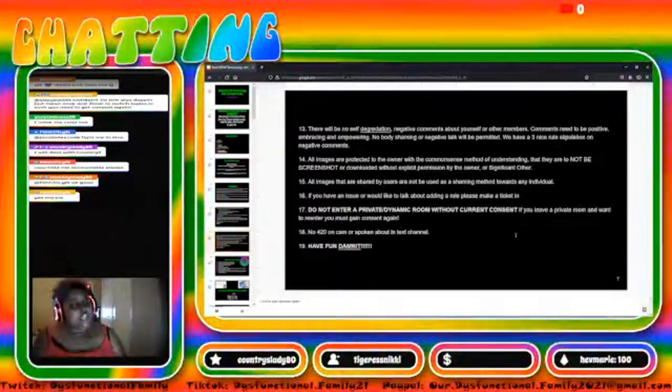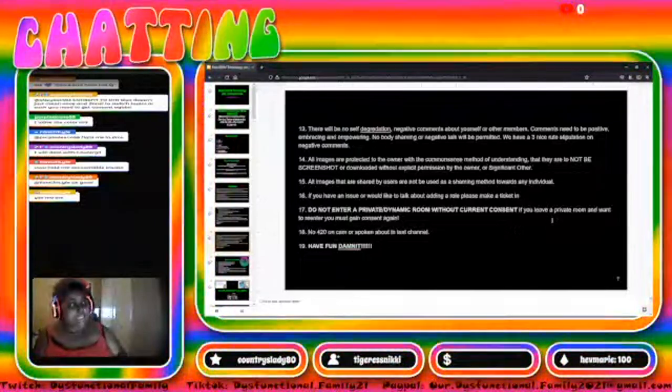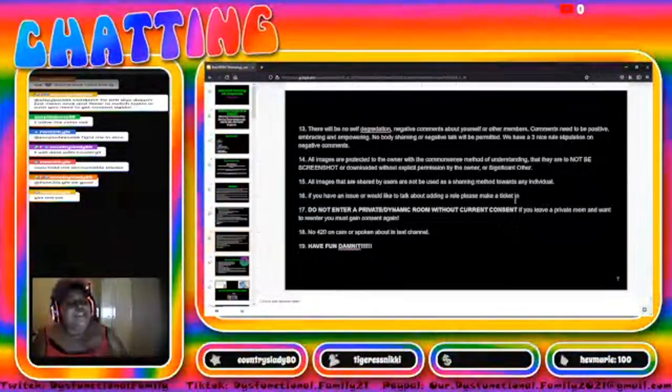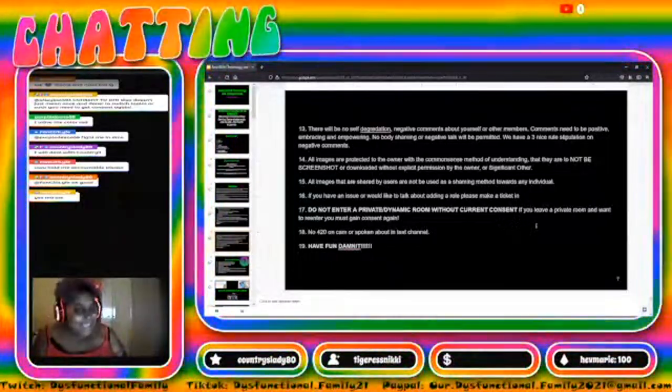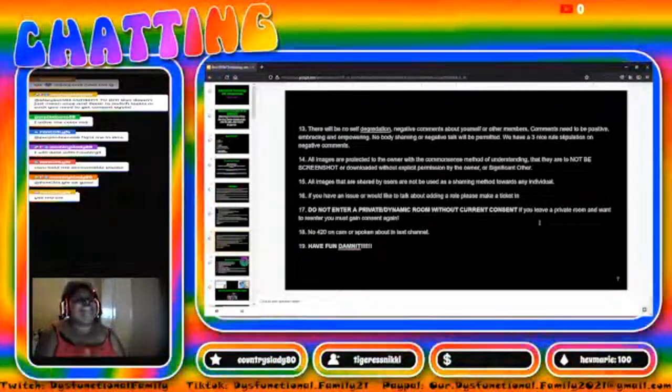All images on the server are protected by the person who has posted it. Do not screenshot. Do not download without consent. I can't explain to you how often I'm going to say consent, consent, consent, consent.